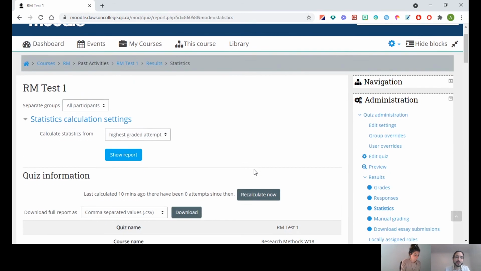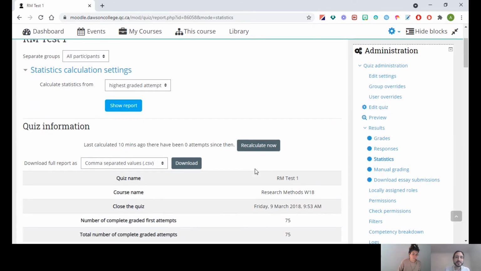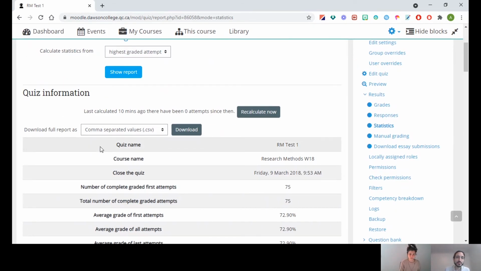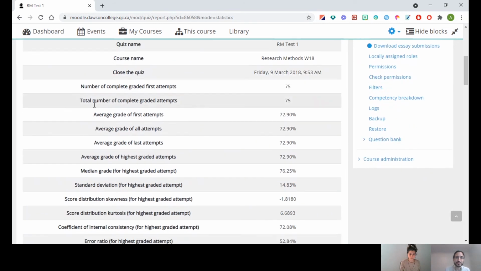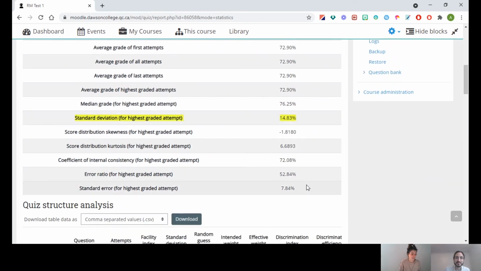So here we get a whole bunch of information, and we're going to be selective. We're going to look at some of them which are more meaningful to us. We have this quiz with 75 participants. First of all, standard deviation, which measures the spread of the scores around the mean. Moodle suggests that you aim for values between 12% and 18%. If the value is too small, then it means a lot of the grades are bunched up together, which is not great.